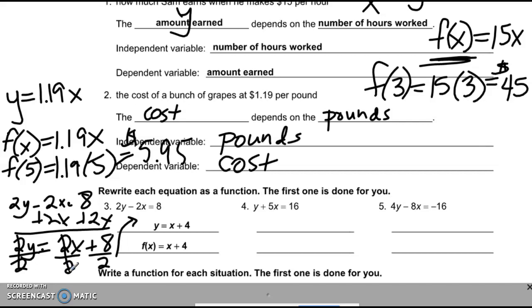Are we trying to get y on one side? Yes, we're trying to get y on one side by itself, isolating y on all of them. So go ahead and try 4 and 5. Try to get y by itself on each of those equations and write it down, and then we'll compare together. All right, go for it.